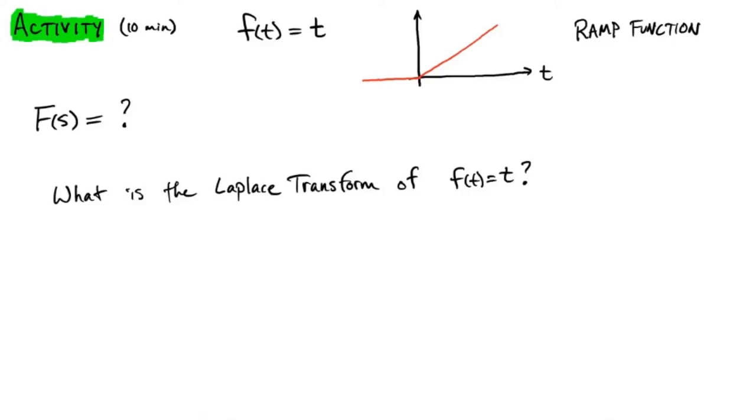The next function we'd like to add to our repertoire to build the Laplace transform table is a ramp function. And the ramp function just looks like this. So it's a linear ramp that starts at time equal to 0 and just increases linearly, in this case with just a unit slope. And so we're interested in applying the definition of a Laplace transform in order to figure out what the Laplace transform of this ramp function is.